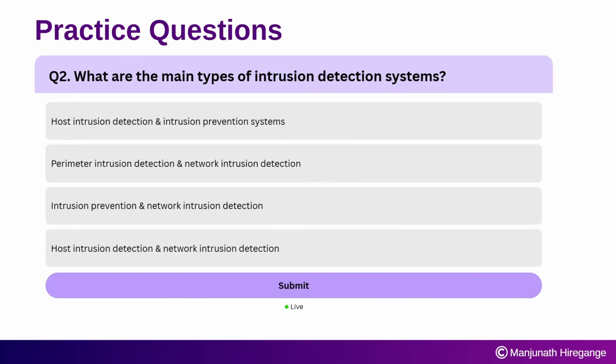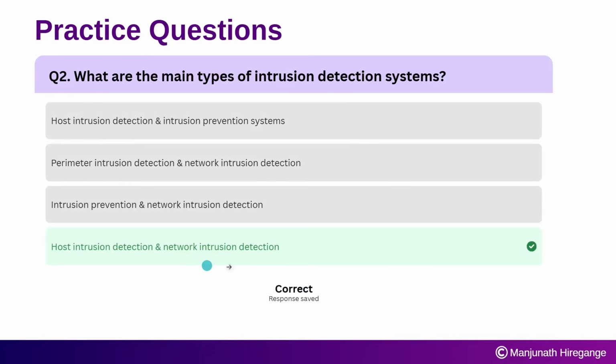I'll take a pause. Yes, the right answer is host intrusion detection and network intrusion detection. These are the main ones, in general. Host intrusion detection is basically installed on individual devices or hosts, such as servers or workstations, and monitors for suspicious activity. A network intrusion detection system operates at the network level, monitoring traffic between devices to detect any anomalies, threats or breaches. And why are the other options incorrect?